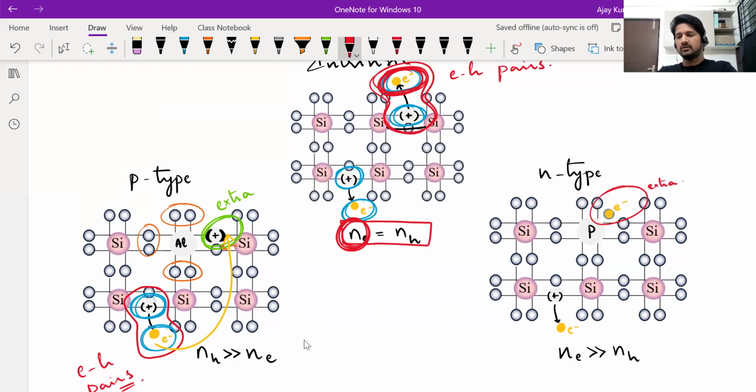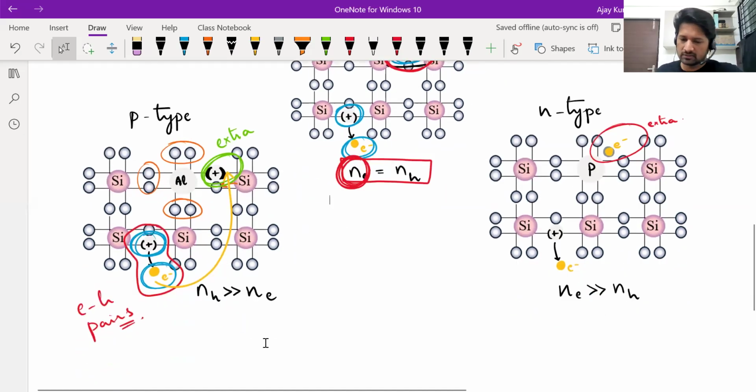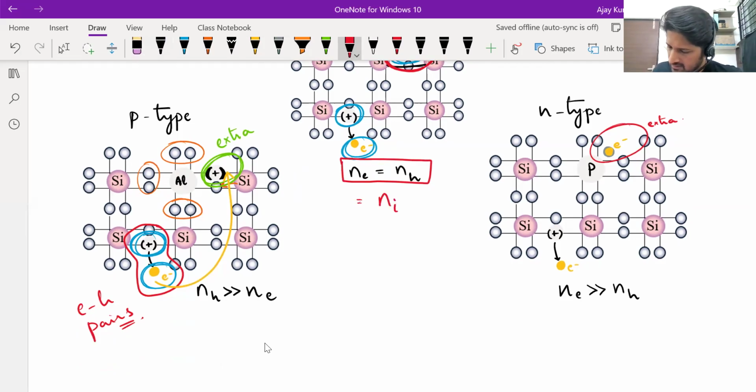Now, where did these extra holes come from? They came from the impurity that you added. So when you add impurity, you are decreasing the opposite type of charge carrier concentration. For example, if you are creating extra holes, you are decreasing the electron concentration and thereby increasing the hole concentration. The intrinsically created electrons and holes have a certain concentration. We call it Ni, the concentration of intrinsic charge carriers.